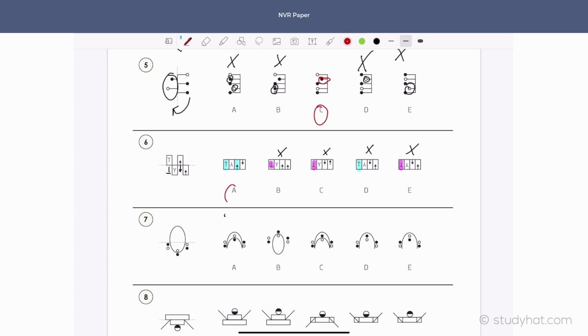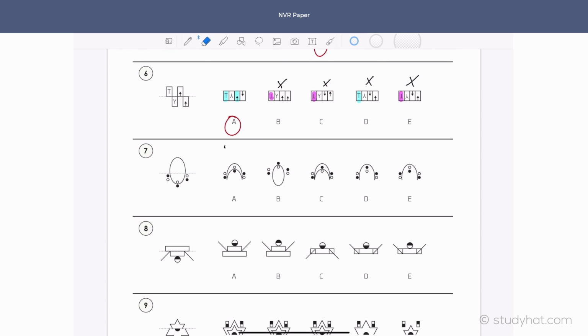So we were right at the beginning. The answer is A. So sometimes you have to do both options before you can find out what's correct. Question 7. We can get rid of one straight away.